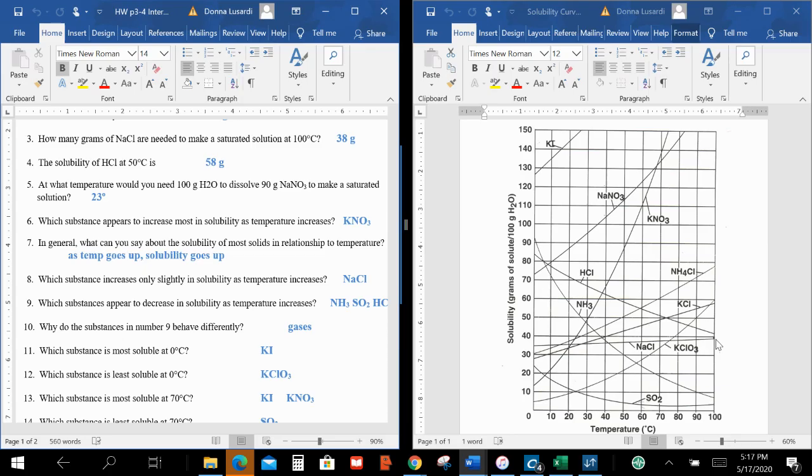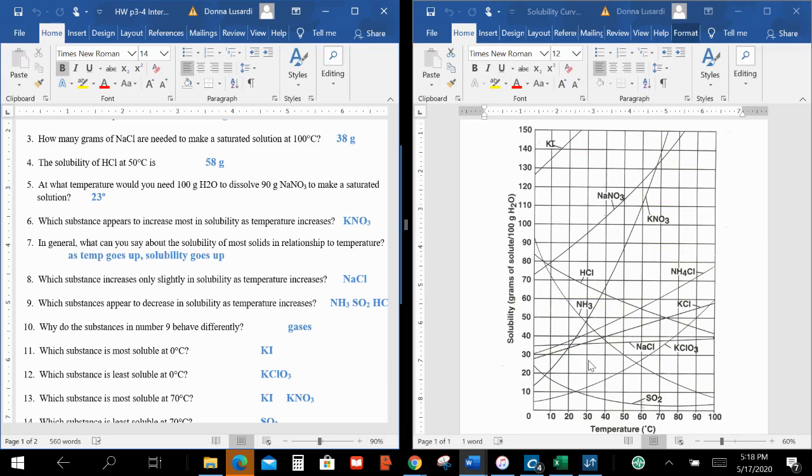Which ones decrease in solubility? NH3, ammonia, HCl, SO2, and that is because those are gases. Now, we're used to seeing HCl in solution, hydrochloric acid in solution. But as a pure compound, it is actually a gas that gets dissolved in solution to make a solution of hydrochloric acid.